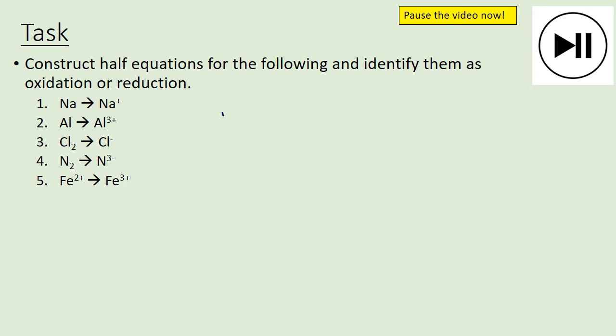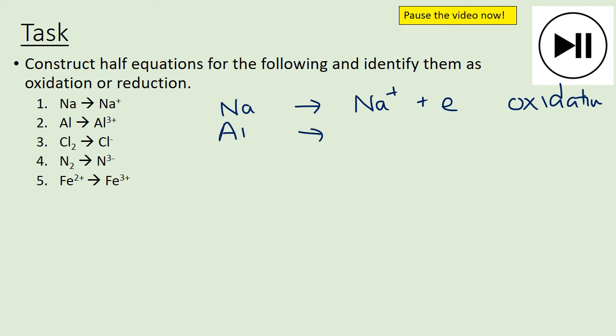Question 1 then. Na, it's going from no charge to a positive charge, which means it's losing an electron. So I need to put the electron on the right hand side, and that is an oxidation. Second one, aluminium, is becoming 3+, it's losing electrons, and it is in fact losing 3 electrons. So that also again is an oxidation.